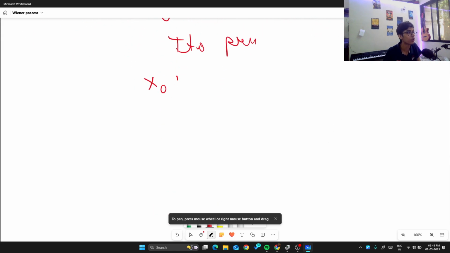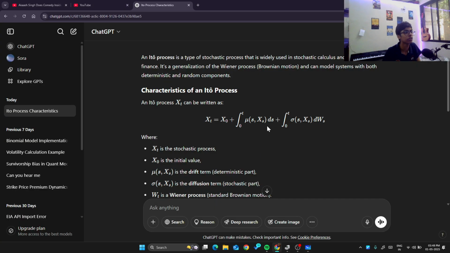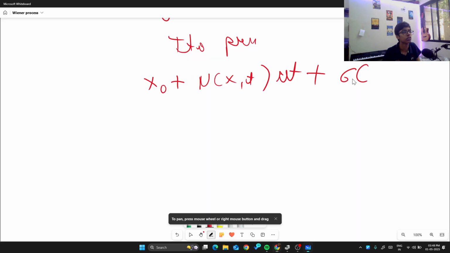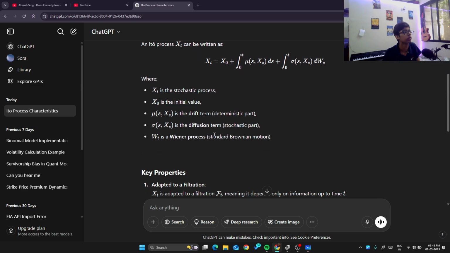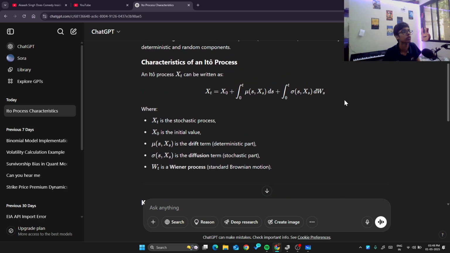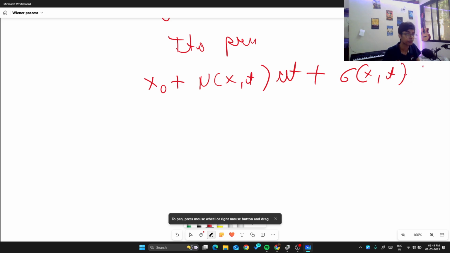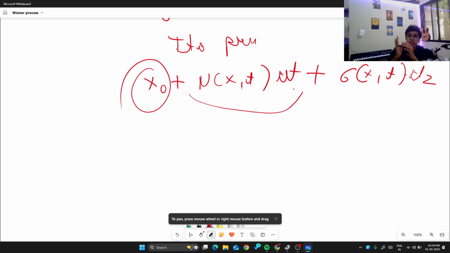So the Ito process is X0 plus the integral of mu, and that mu would be a function of s and X_s, ds, plus the integral of sigma, which would also be a function of stock price and time, dW_s. What is W? Here it is a Brownian motion. Notation can be different, but the main logic would be the same. This is the initial stock price, plus we add the drift term, and the drift term would be some function of mu, stock price and time.